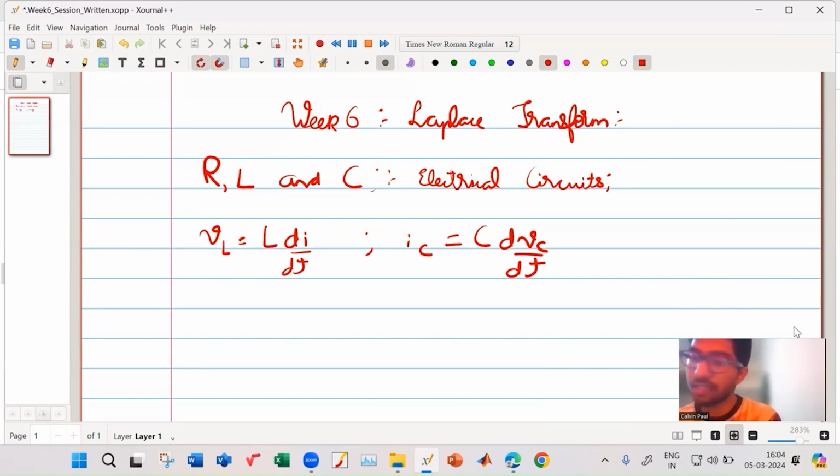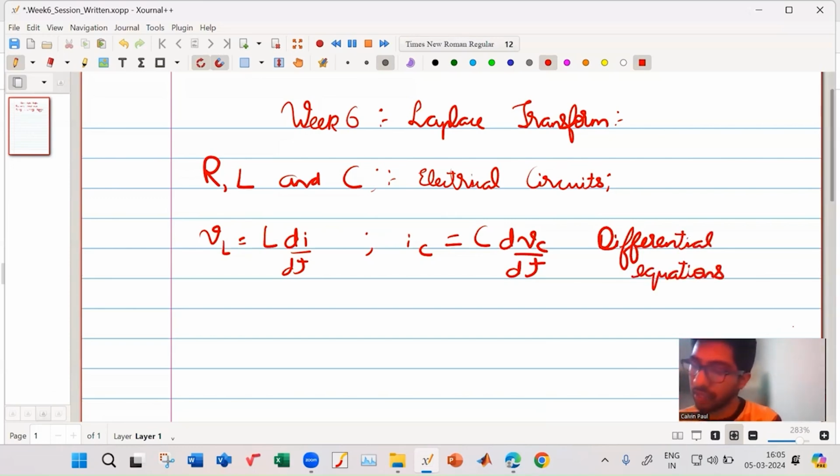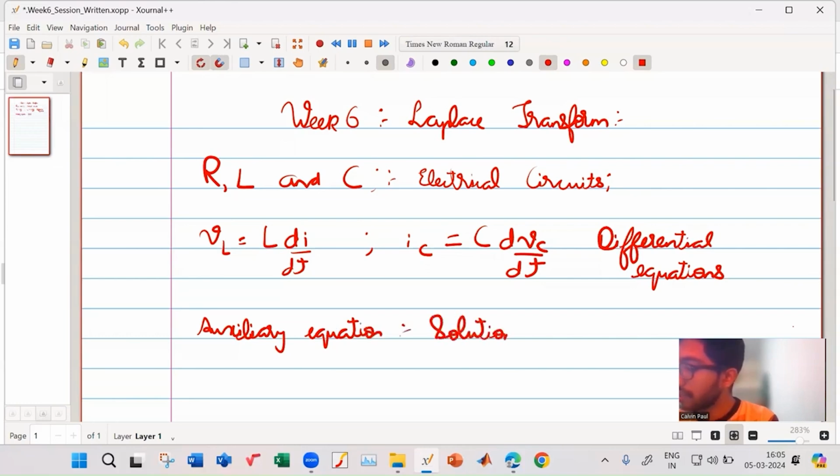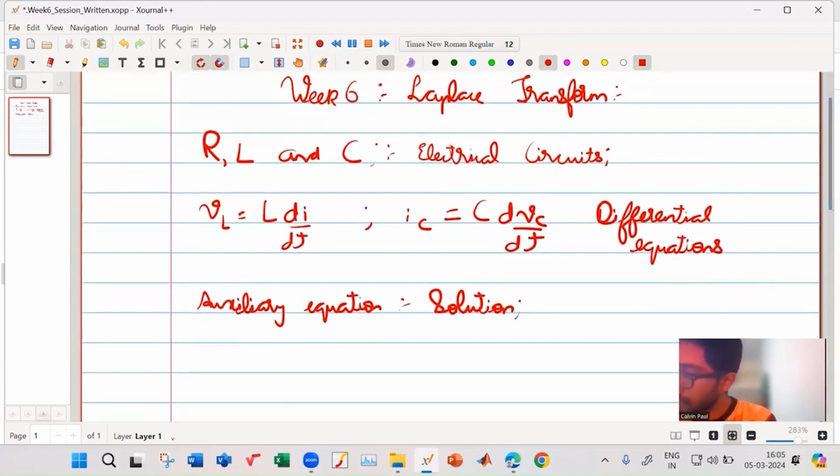So there are these various relations between the voltage and current for these energy storing elements, and these result in what are known as differential equations. When solving differential equations for our electrical circuits, we need to find what is known as the auxiliary equation. Then we had to find the solution of the auxiliary equation. Then we had to find the particular integral. So this is the first part.